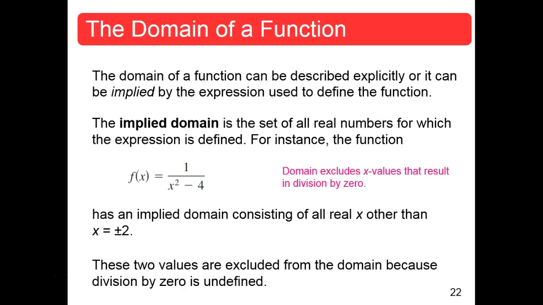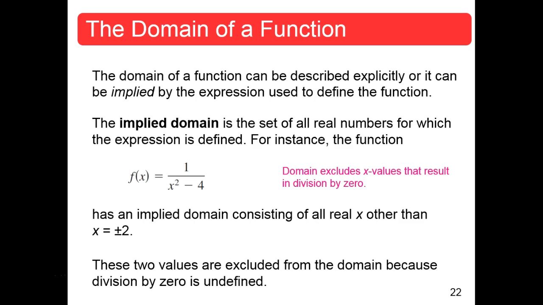Now we're going to talk about the domain of a function. I thought we had already talked about this, but we're still going to talk about it some more. The domain of a function can be described explicitly, as in, here's the domain. Or it can be implied, that means implicit, by the expression used to define the function. That's a pretty nebulous statement. We'll get a little more meat on it. The implied domain is a set of all real numbers for which the expression is defined.